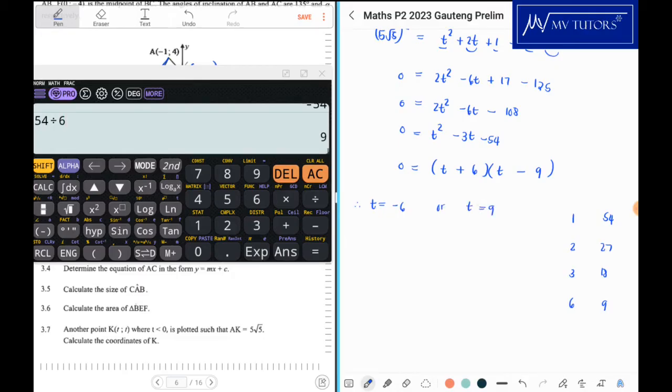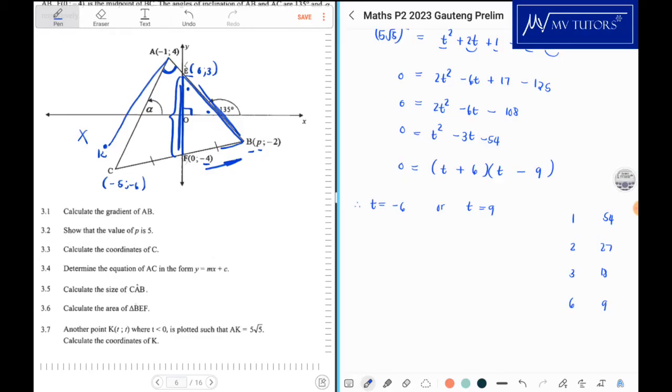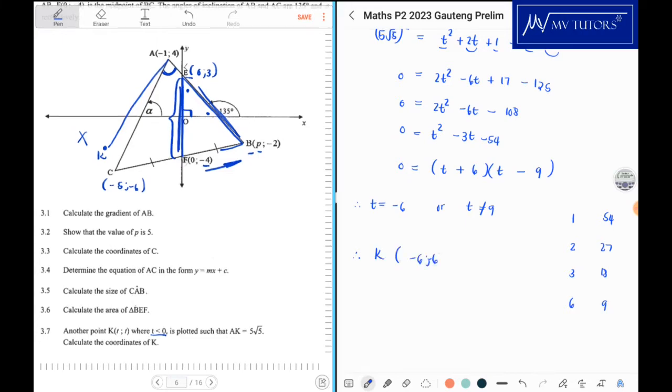But we cannot have 9 because we know that t has to be a negative value, right? Because t has to be less than 0. So therefore it cannot be 9. Therefore k would be negative 6.